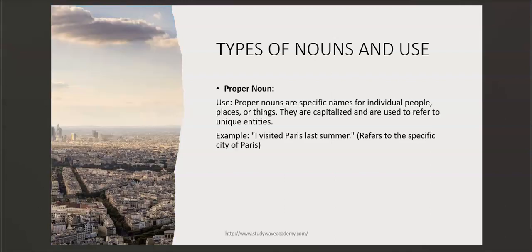Then the proper nouns. Proper nouns are specific names for individual people, places, or things. They are capitalized and are used to refer to unique entities. For example, I visited Paris last summer. It refers to the specific city you went to. You cannot just stand in class and tell people how your summer was and just tell them that you visited some country, and they don't even know the country you visited.